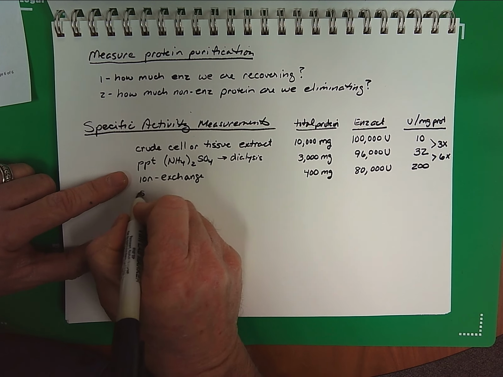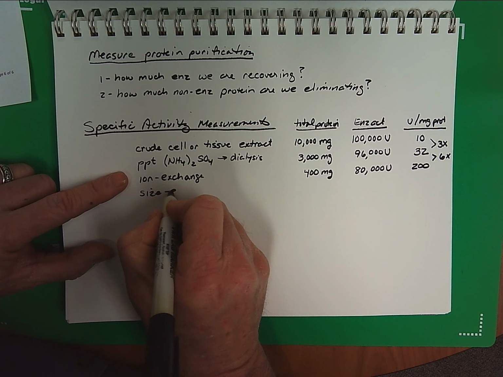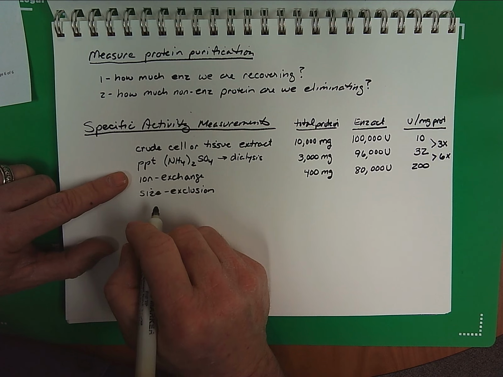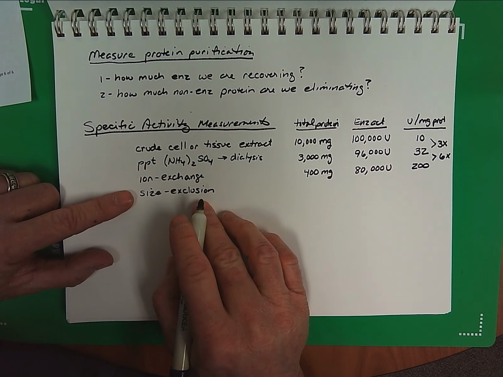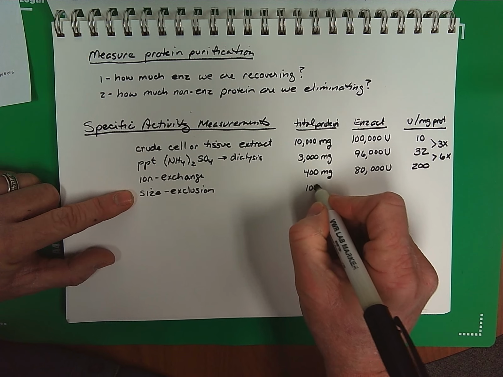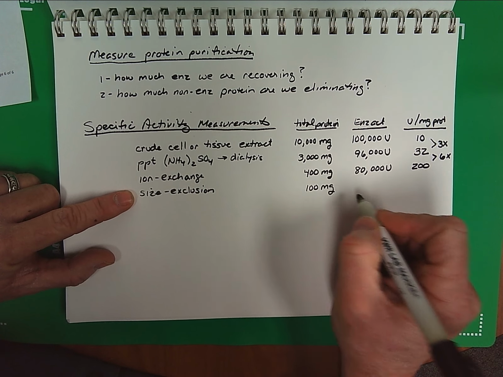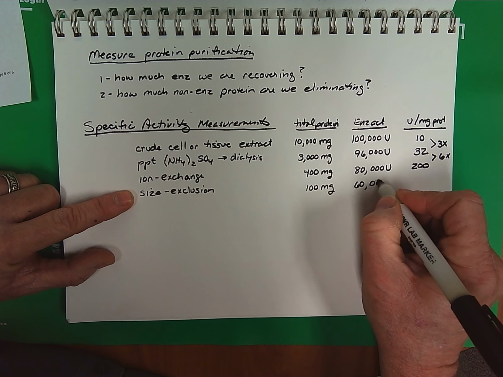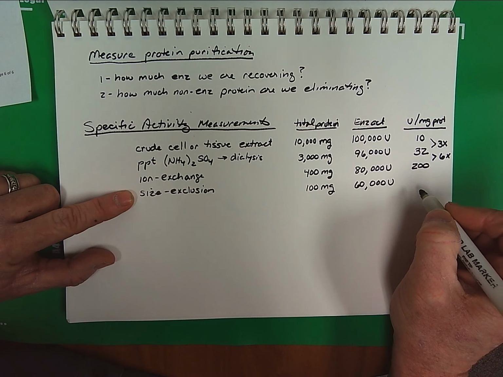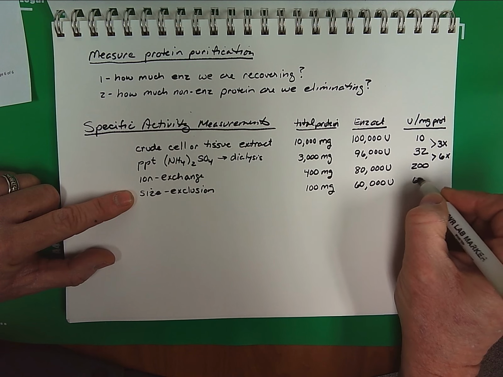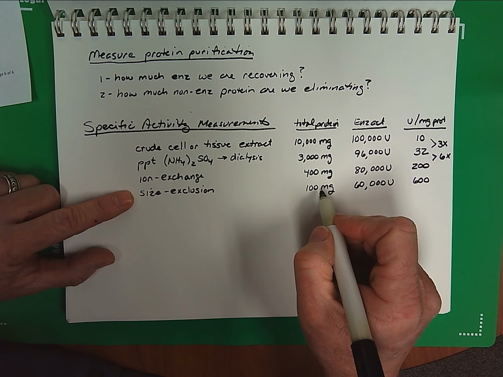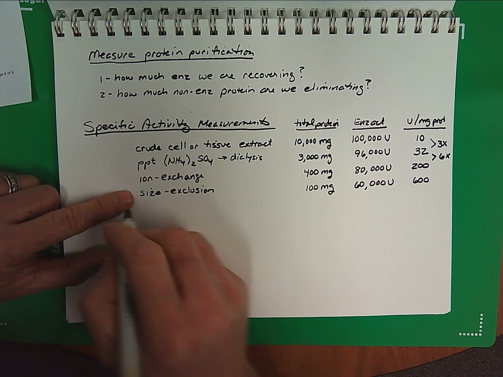Now let's take our protein purification and go through one more step. Size exclusion chromatography. We take the material coming out that has our enzyme activity, we measure the total protein, and now we see that we are down to 100 milligrams of total protein. Again, we've lost enzyme activity overall. However, our specific activity continues to climb. This indicates that our enzyme is getting purer and purer in this solution of protein.